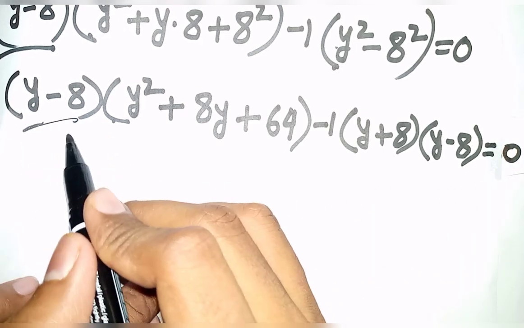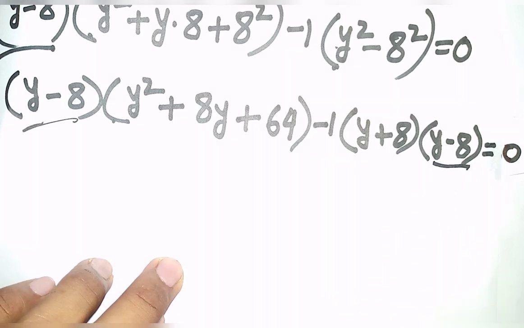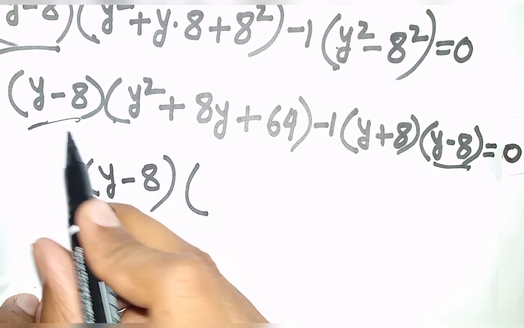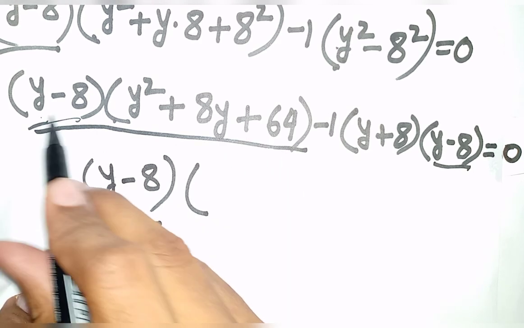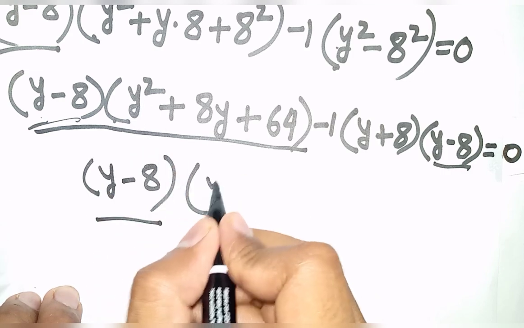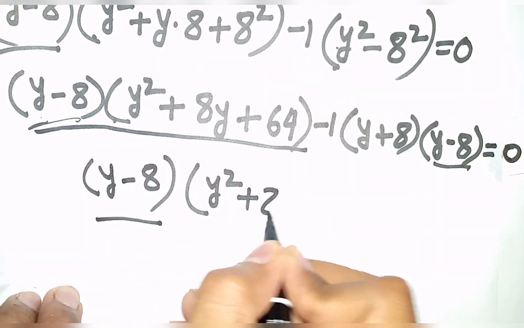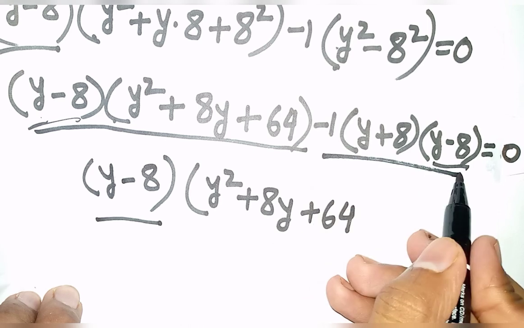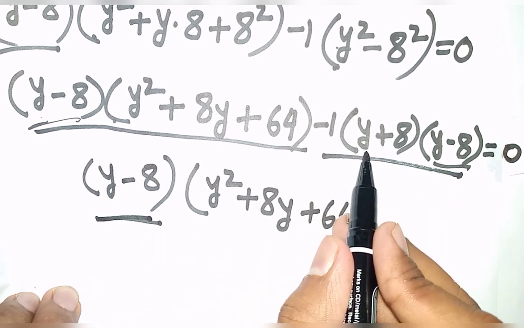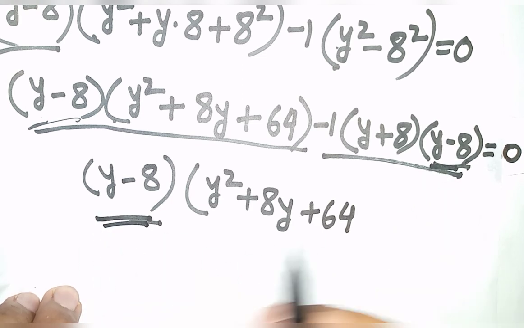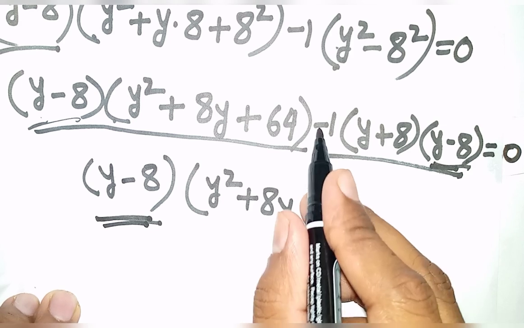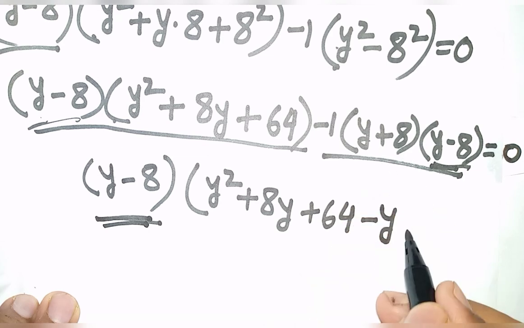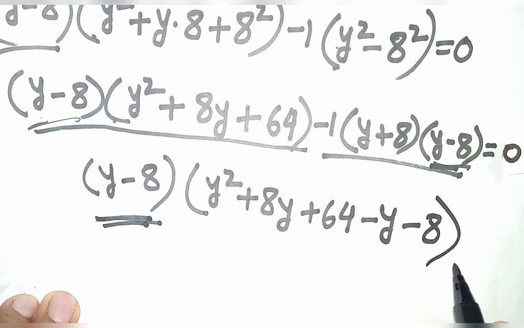Now we see y minus 8 is common. So y minus 8 is out of the bracket. This divided by this, that means y minus 8, y minus 8 will be cancelled. So here y square plus 8y plus 64, then this divided by this, that means y minus 8, y minus 8 will be cancelled. So here minus 1 times (y plus 8), that means it will be minus 1 times y, minus y, then minus 1 times plus 8, that means it will be minus 8, then bracket close is equal to 0.